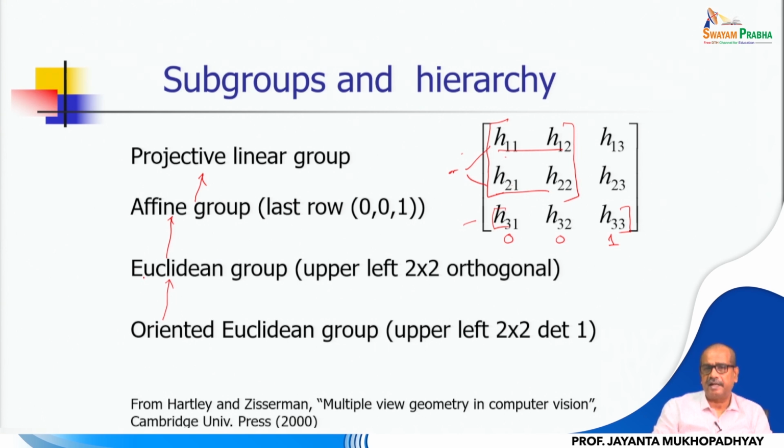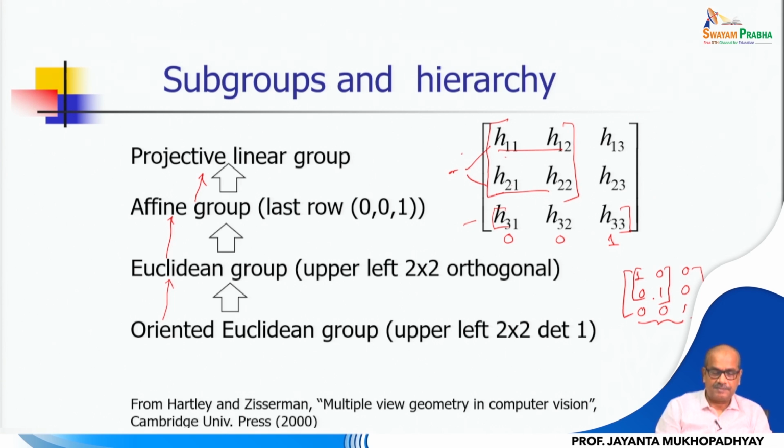You can find that the identity matrix satisfies every one of them. The identity matrix is given in this form: 1 0 0, 0 1 0, 0 0 1. You can see that this is also affine, because the last row is 0 0 1. This 2 cross 2 block is also orthogonal and orthonormal, and the determinant is equal to 1. So since the identity matrix is like this, it is an element of all the groups, and it has to be there because otherwise they cannot form a group. The other fact is that if I take the inverse, it will also be an element of the same group. So this gives certain interesting insight into the group structure.